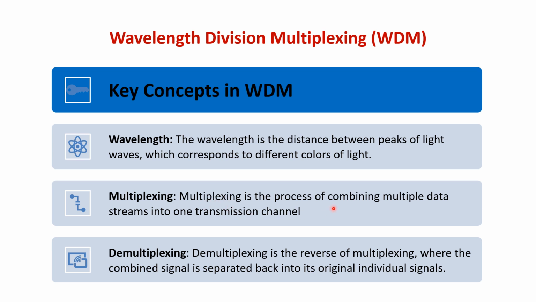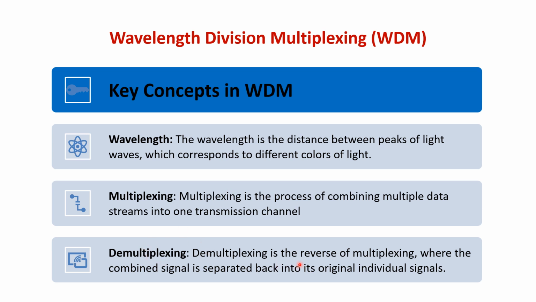Multiplexing is the process of combining multiple signals into one medium. In wavelength division multiplexing, it refers to the use of different wavelengths to carry separate data streams over the same optical fiber.